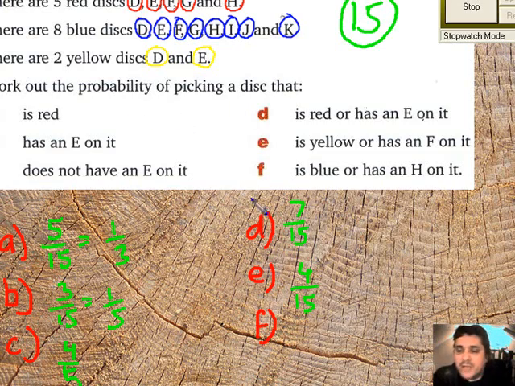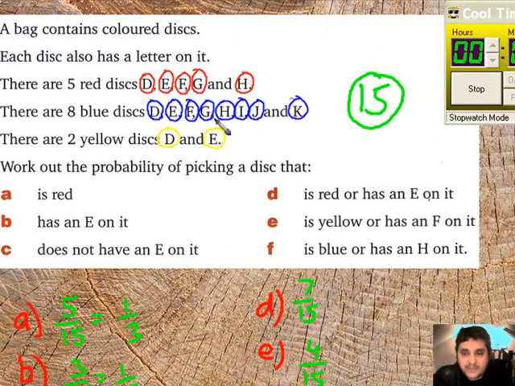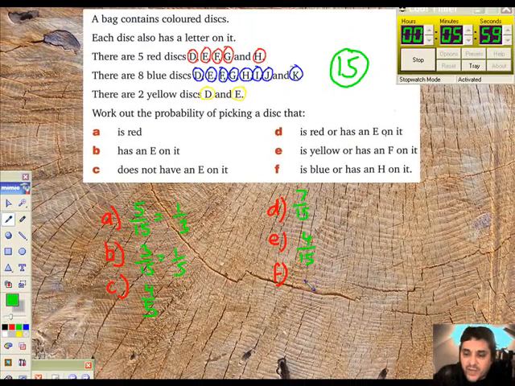Last one. It's got to be blue or have an H on it. So there's my 8 blues. And there's one that's got a blue H as well. Anyway, 8 blues. That H there takes me to 9. So I've got 9/15.